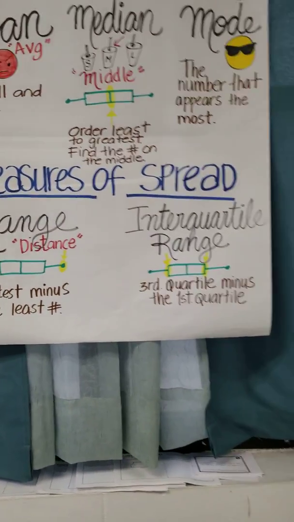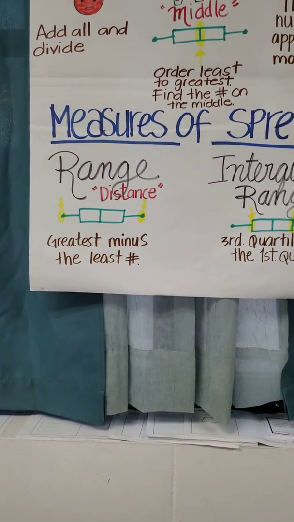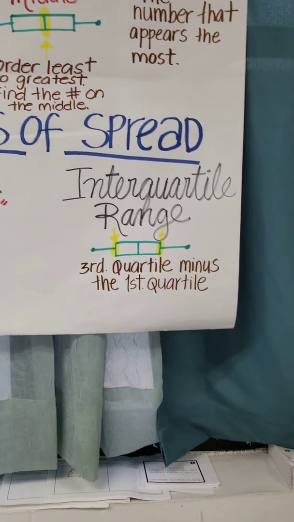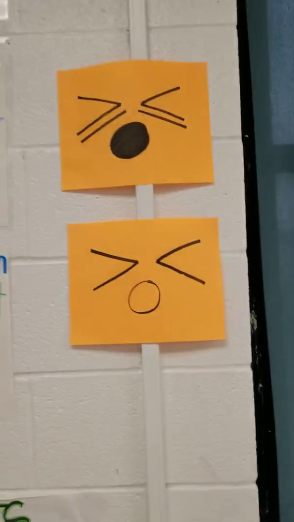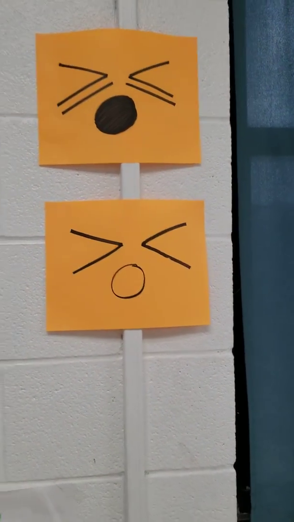Measures of spread. Remember, range is distance: the greatest number minus the least number. Interquartile range is the third quartile minus the first quartile. And then you come over here, we have the keywords. I already made a video about that. I already included less than or greater than, with and without the equal sign.